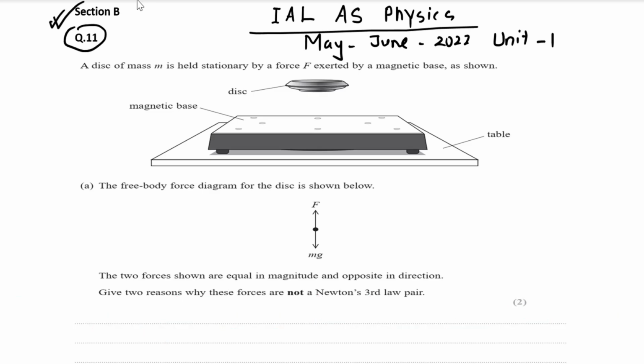Question number 11. A disk of mass M is held stationary by a force F exerted by a magnetic base as shown. So a disk and there is a magnetic base.